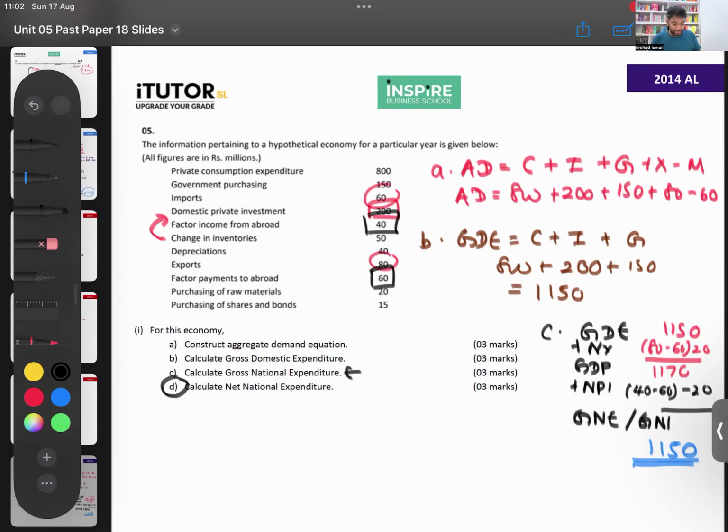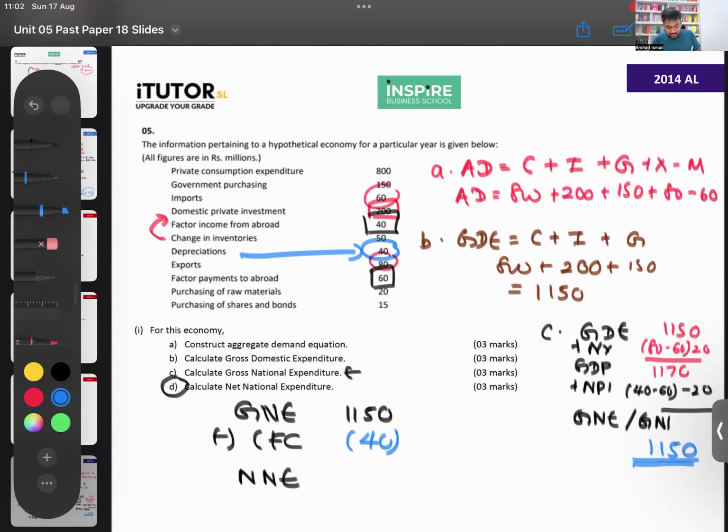Then net national expenditure. So you have gross national expenditure. How do you go from gross national expenditure to net national expenditure? Gross to net, what do you do? You have to deduct CFC. So GNE is 1150. CFC is how much? That is depreciation within. That is a 40, no? Minus 40. How much do you get? 1110.